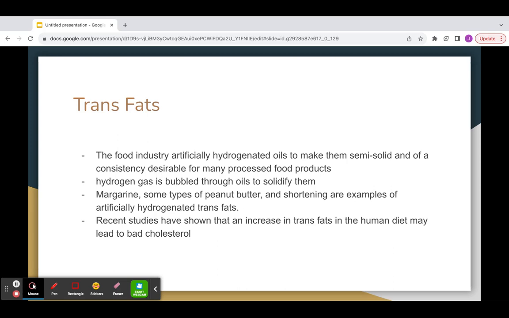Lipids are also the building blocks of many hormones and are an important constituent of all cellular membranes. Lipids include fats, oils, waxes, phospholipids, and steroids.